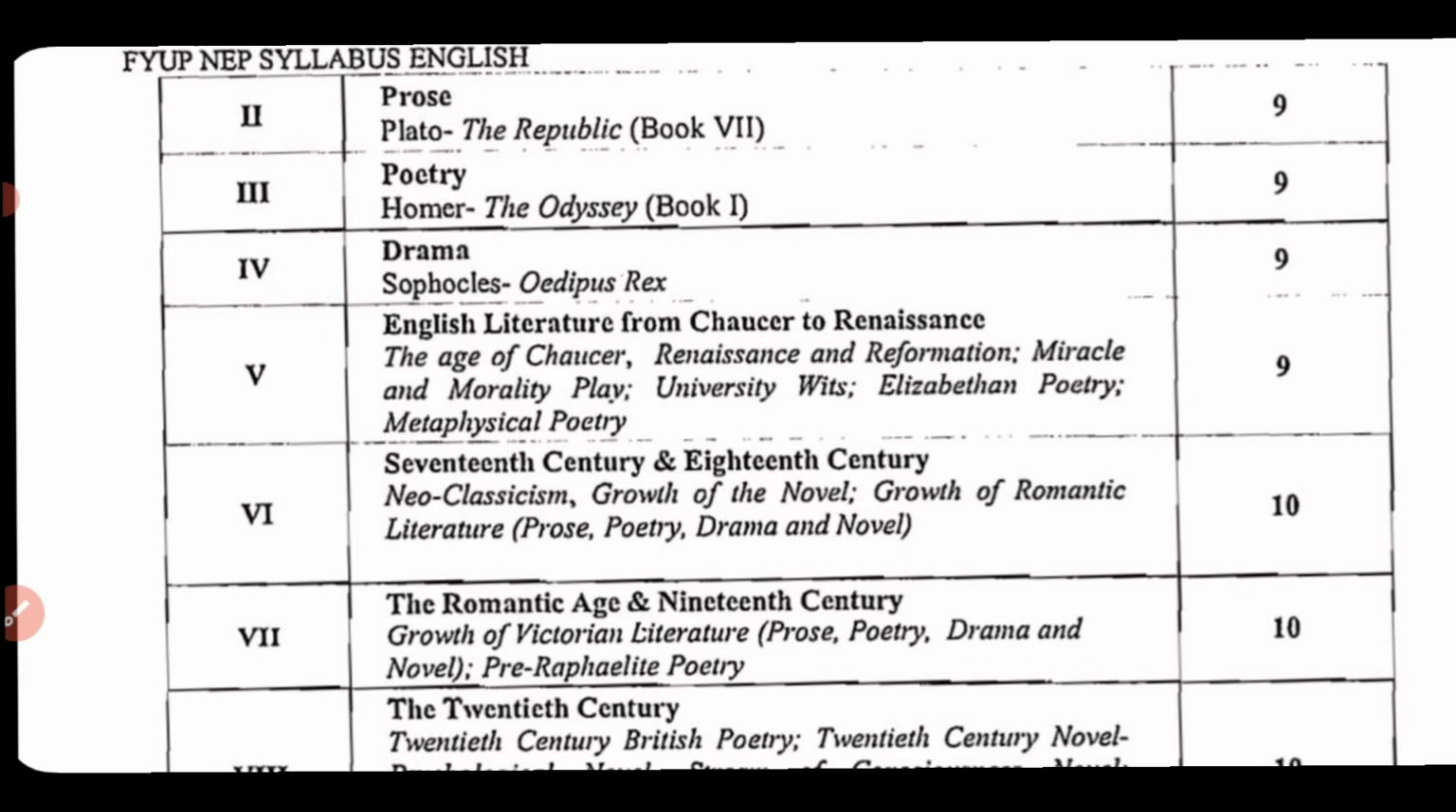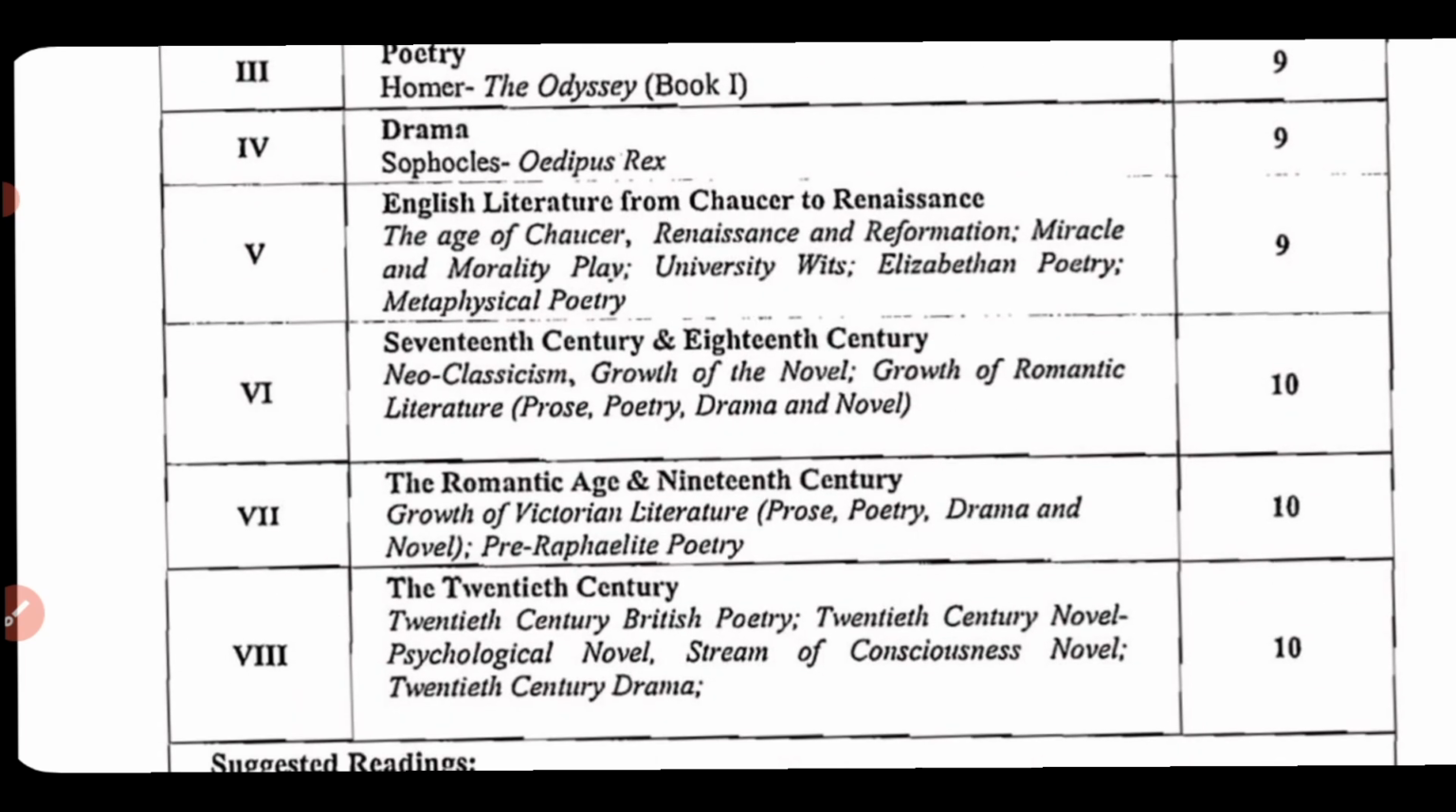Now, the final unit, Unit 8, covers 20th century literature. Important topics include modern British poetry, psychological novel, stream of consciousness, and modern drama. This unit introduces students to modern literary techniques and themes.